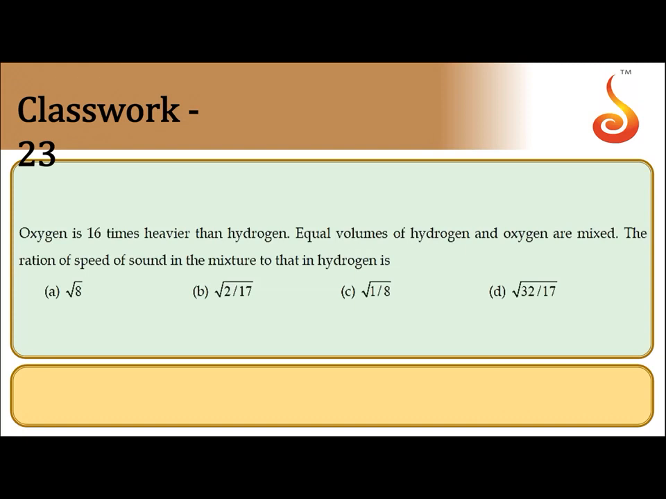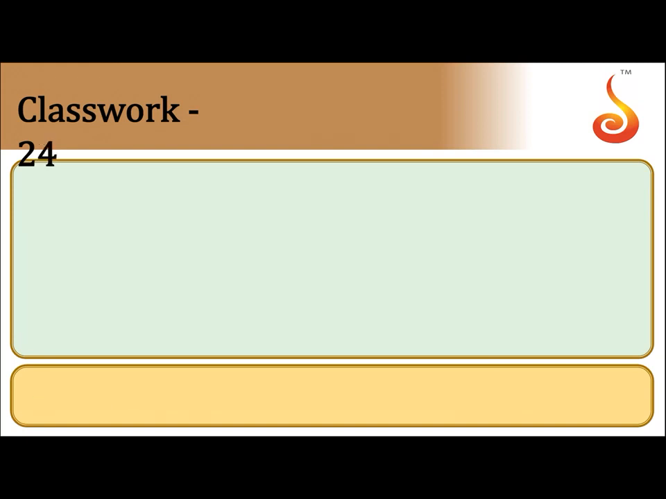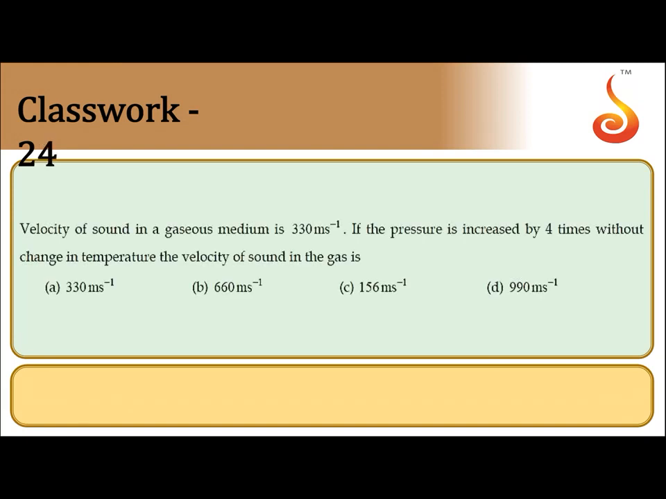Okay, we shall move on to the next one. Velocity of sound in a gaseous medium is 330 meter per second. If the pressure is increased by 4 times without change in temperature, the velocity of sound in the gas is: 330 meter per second, 440 meter per second, 660 meter per second, 156 meter per second, 990 meter per second.